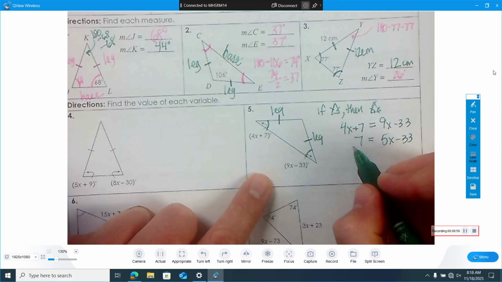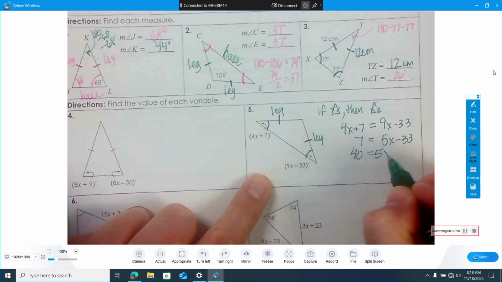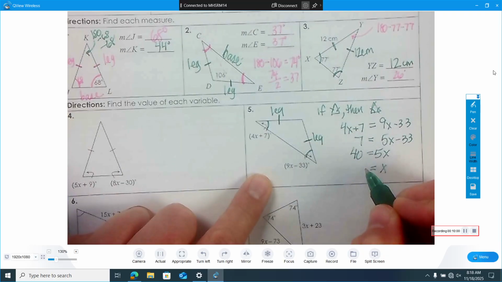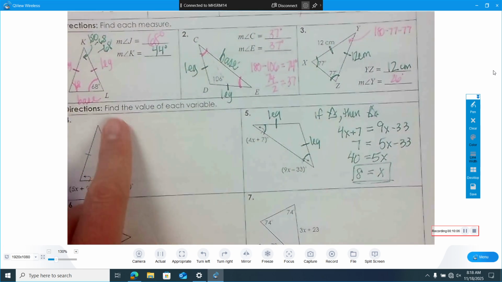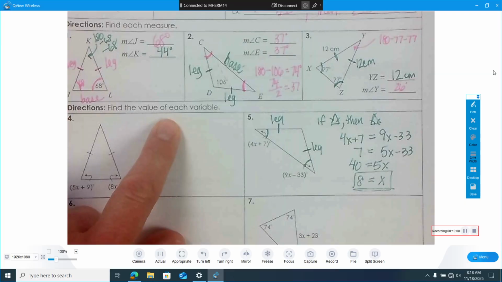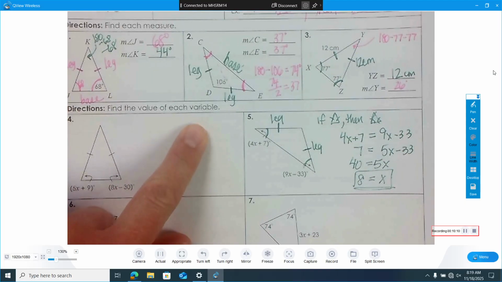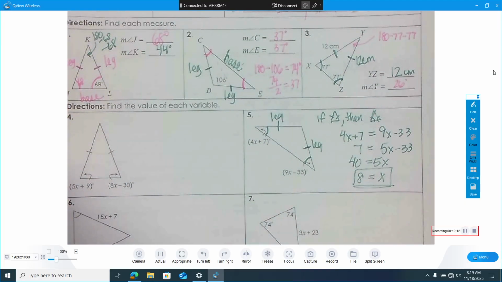7 plus 33 is going to give me 40, which means x equals 8. All right. And then you would plug them back into. Maybe, except it just said to find the value of the variable. So our variable is x, its value is 8. All right, great.